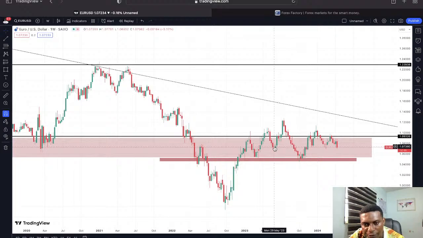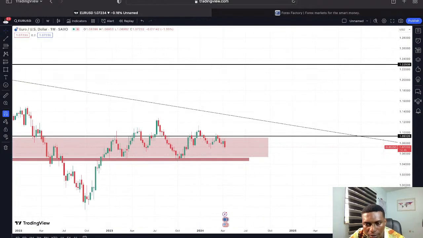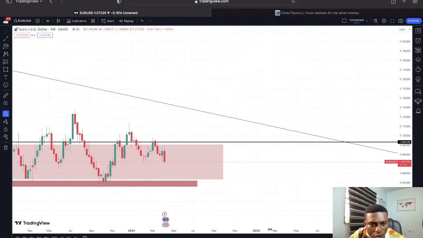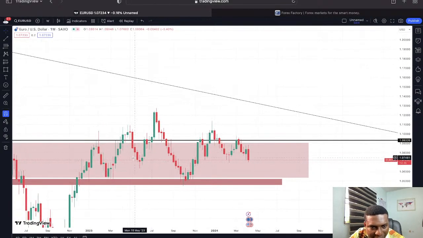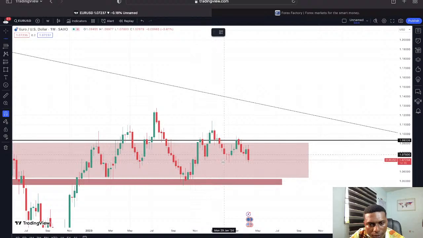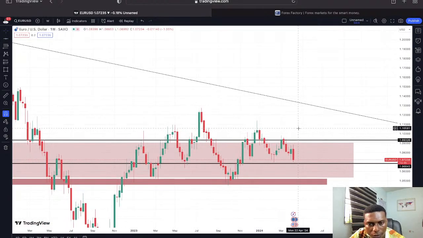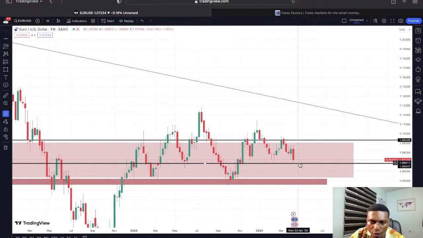If you also look inwards, you would see that there is a minor support zone inwards at this level. So let's map out that support zone.